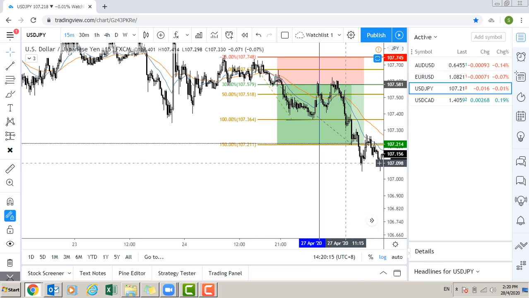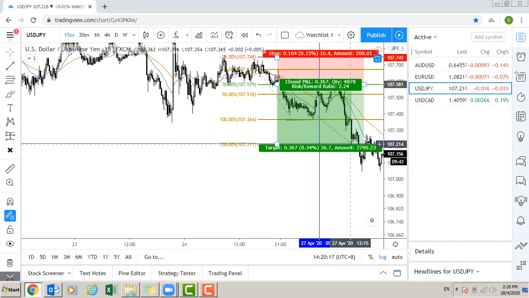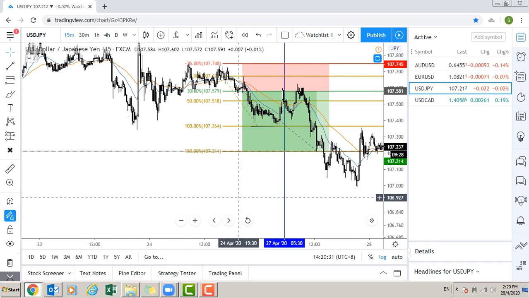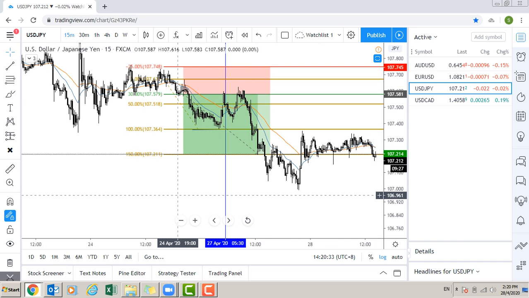So I got a 2R at the beginning, not even a day, just half a day, I mean 10 hours after the market open in Asia time. So you can see this strategy is workable, but it must be with very careful management.